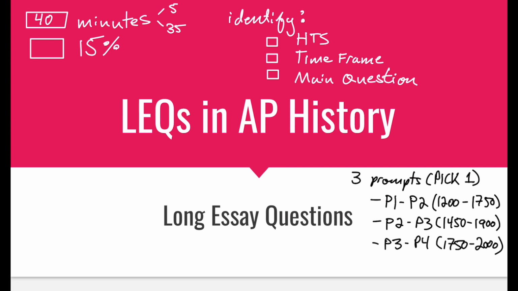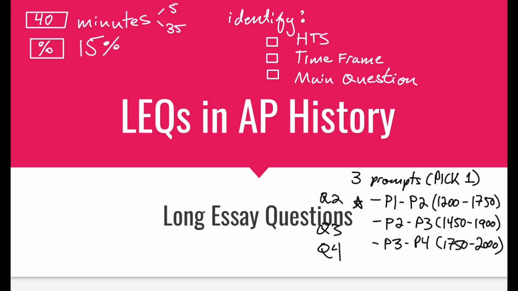In terms of the percentage of the LEQ, what it is worth on the AP exam, the LEQ is worth the least out of all of the parts of the AP exam. So you have the multiple choice being worth the most, then the DBQ, then the SAQ, and then the LEQ being worth the least out of all of those parts of the exam. With the LEQ, you do have 3 different prompts to pick from. Prompts are just questions. So the first prompt that you'll read is question 1, or in this case, since the DBQ is question 1, this would be question 2.